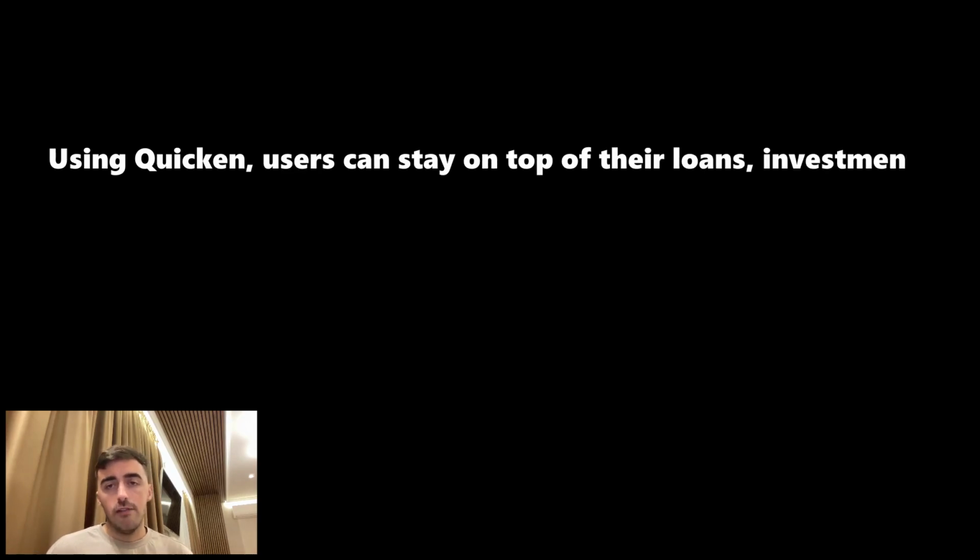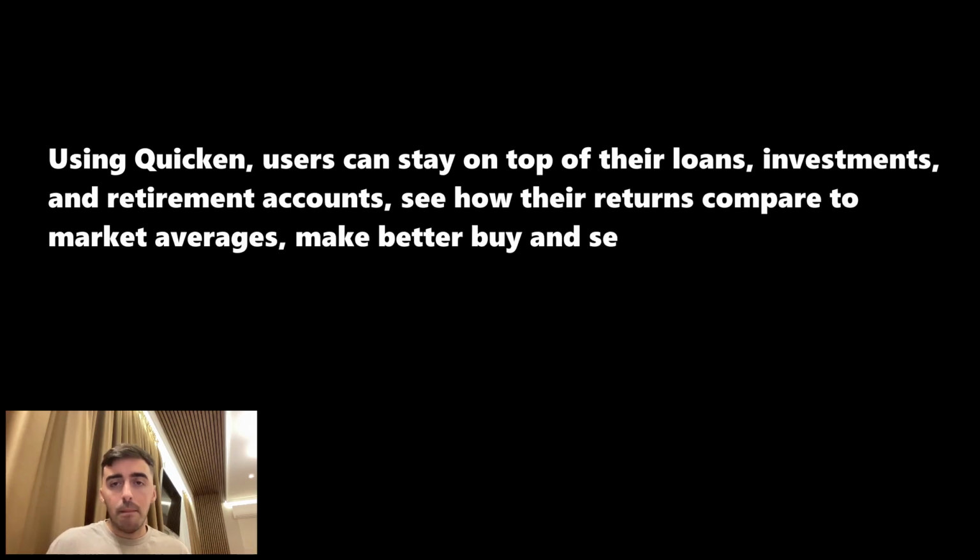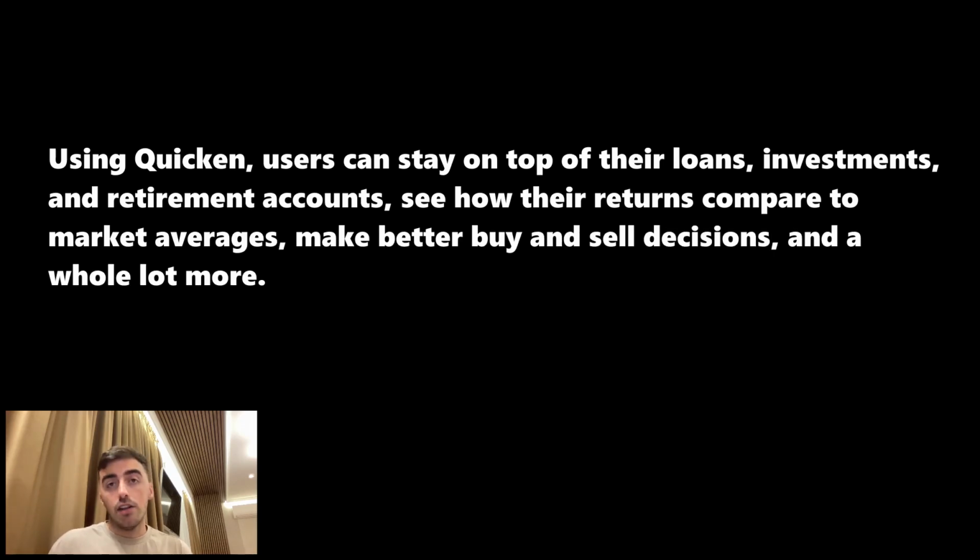Another super handy feature that Quicken has that YNAB lacks is in the tracking of your investments department. Using Quicken, users can stay on top of their loans, investments, and retirement accounts, see how their returns compare to market averages, make better buy and sell decisions, and a whole lot more.